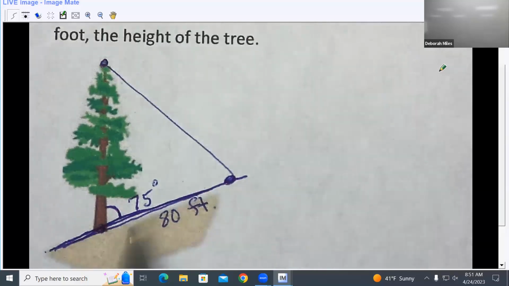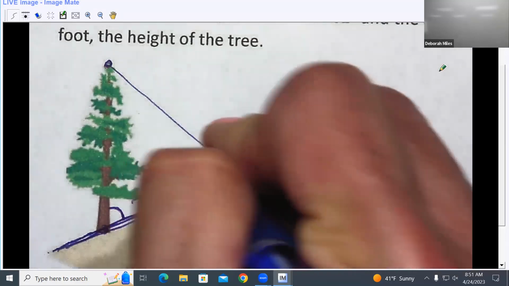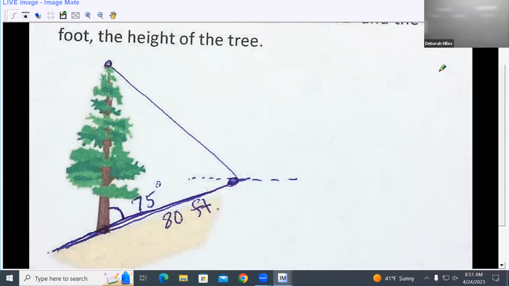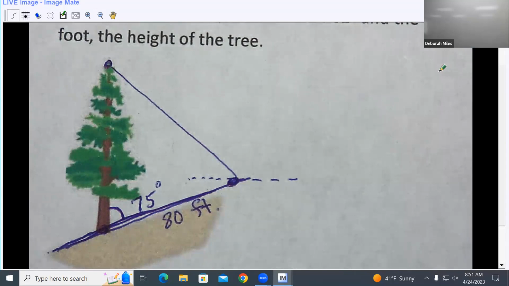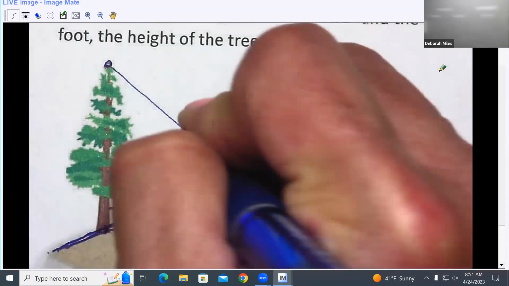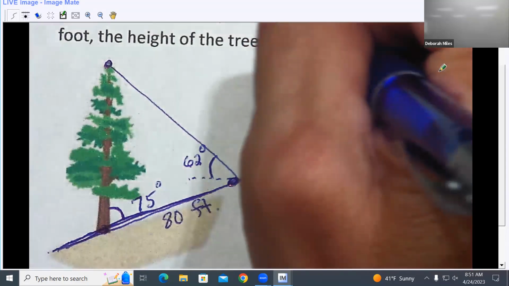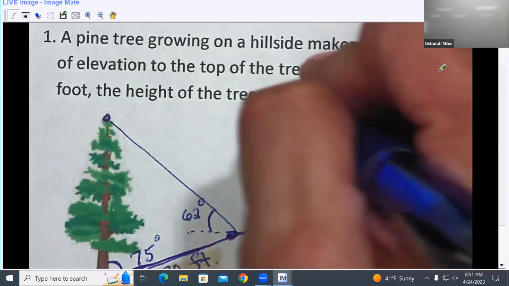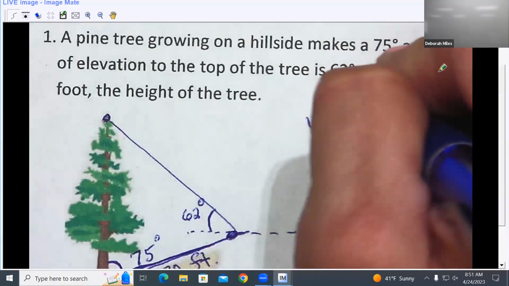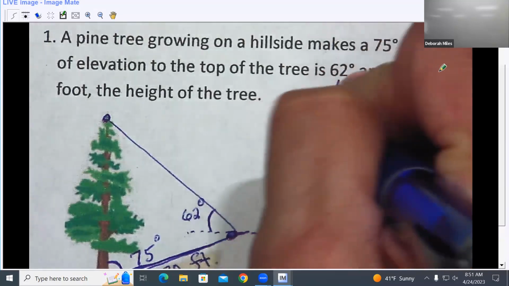Is this hill horizontal? No. I've got to draw me a little horizontal in there. Angle of elevation and angle of depression are always, always, always with respect to the horizontal. So this is 62 degrees right there. I'm going to make you a note right here: with respect to the horizontal.